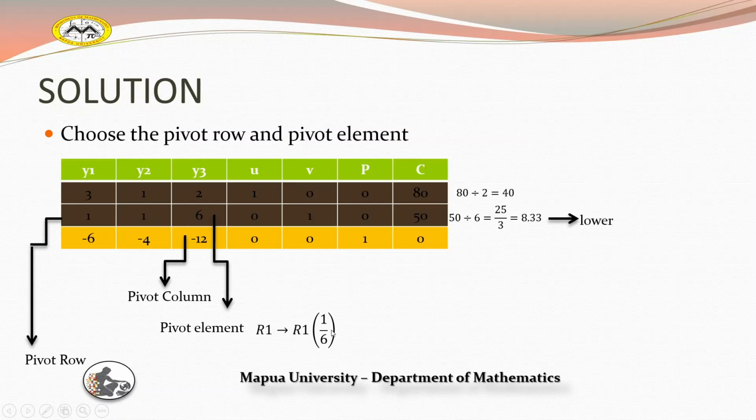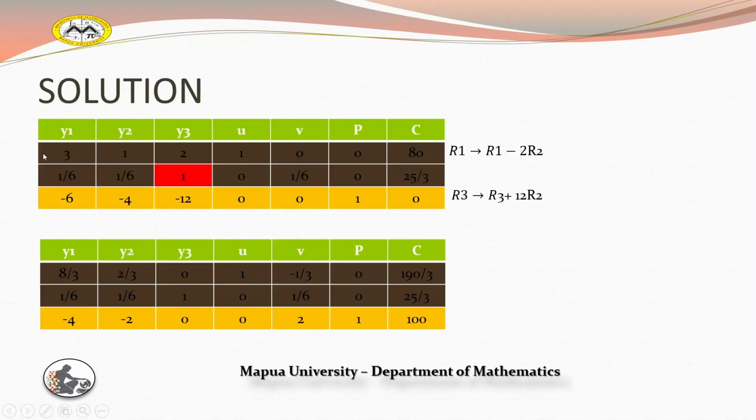So multiplying each element in the second row, which is now our pivot row because this is the position of the pivot element, by 1/6, the elements on the second row are now 1/6, 1/6 for y2, 1 for y3, 0 for u, 1/6 for v, 0 for p, and for the column constant, the second row is now equal to 25 over 3. And this will be our next simplex table.